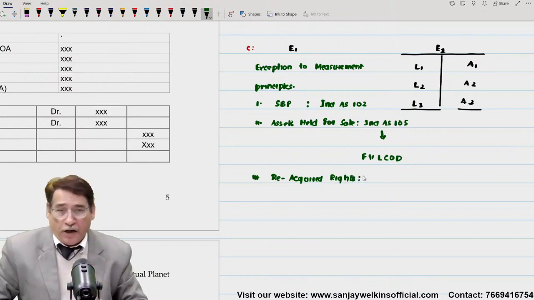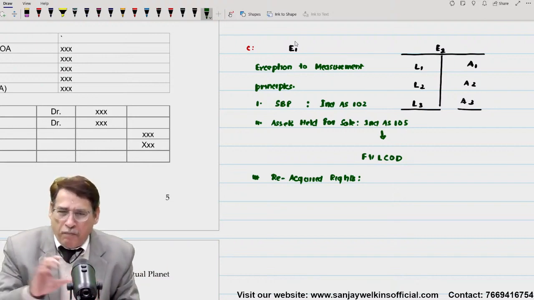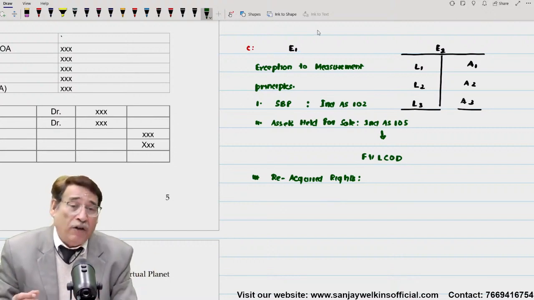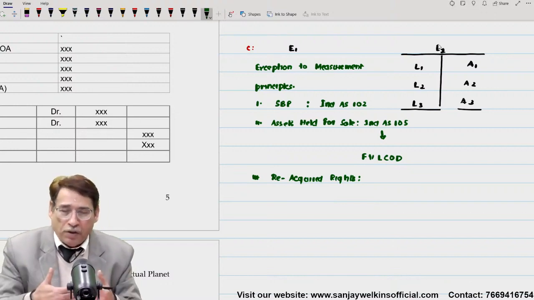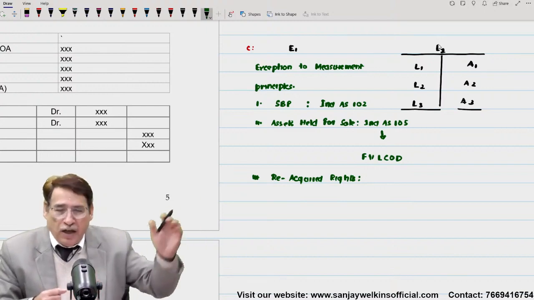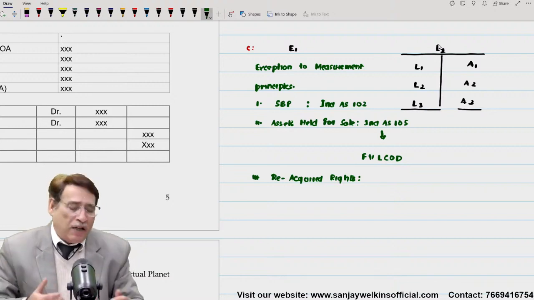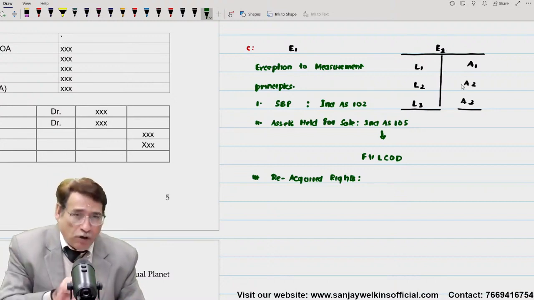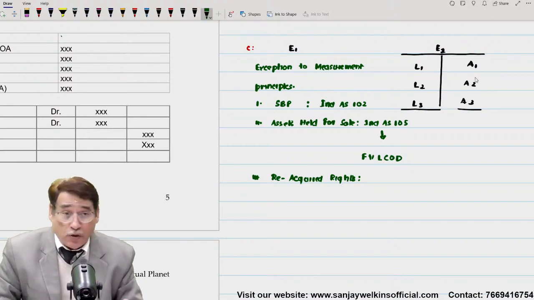What do we mean by reacquired rights? Let us say E1 is a very famous, very reputed company. It has a tremendous market, a tremendous brand name. And it has given its brand name to be used by E2 before the business combination. Earlier, E2 was functioning as a separate entity, and we were functioning as a separate entity, and we have a good brand name. So let us say we allowed E2 to use our brand name for a particular period. Quite obviously, because E2 Limited has acquired our brand name, that brand name must be appearing as an asset in the books of E2 Limited.